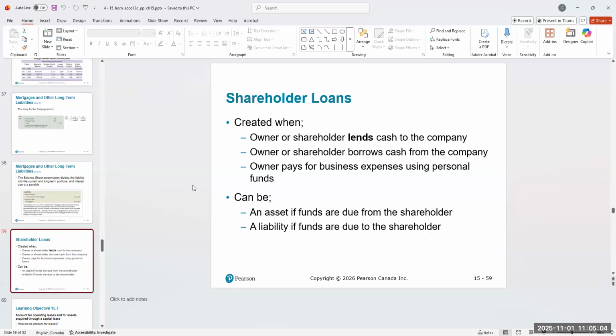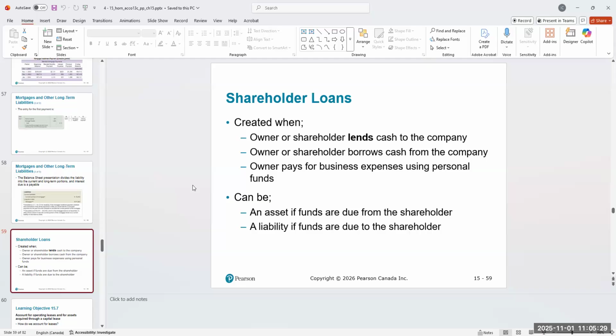Again, on the other side, the owner can borrow cash from the company. Why does the owner want to borrow the cash from the company? Because that way it's not considered a withdrawal. And the owner can pay for the business expenses using personal funds. That's another thing which also creates a shareholders loan.